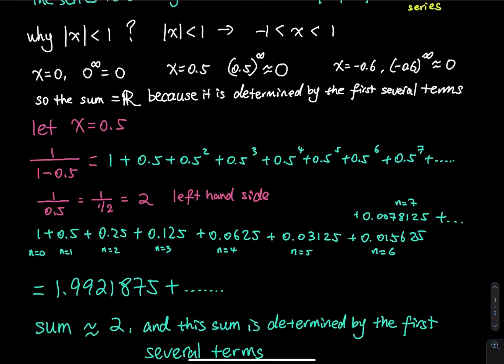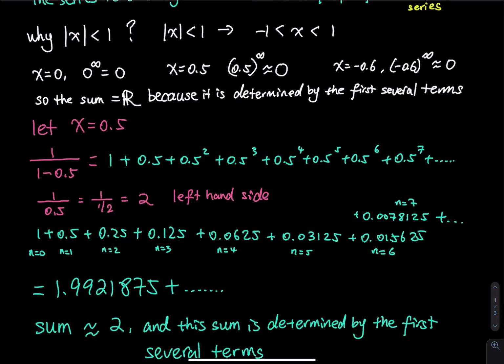So you don't need to touch your calculator. On the left hand side, we have 2. What happens on the right hand side? On the right hand side, you have 1 plus 0.5, right? I already handled the powers for you. When the power is equal to 1, you have 0.5. When the power is equal to 2, you have 0.25.